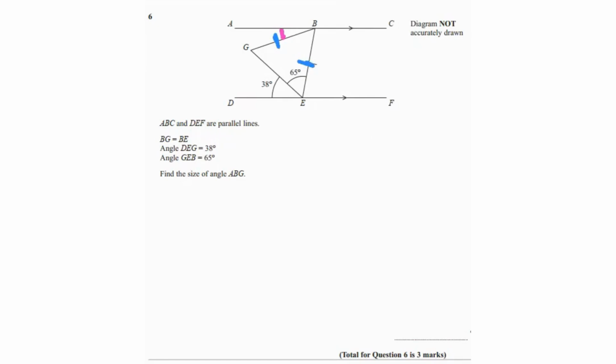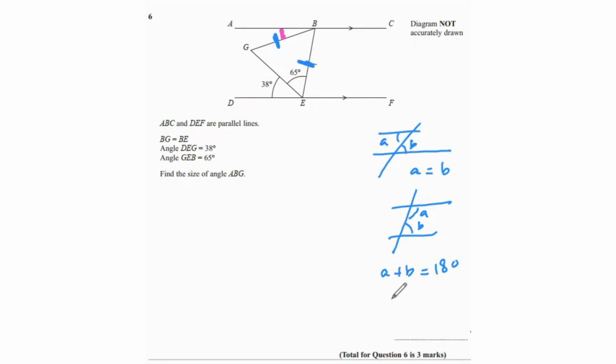So you need to be familiar with the rules for angles in parallel lines. In parallel lines, alternate angles are equal. So A would equal B. Then in parallel lines, interior angles add up to 180. So A plus B equals 180. And apart from this, corresponding angles are equal. So A equals B again. So these are the three different types of angles in parallel lines.